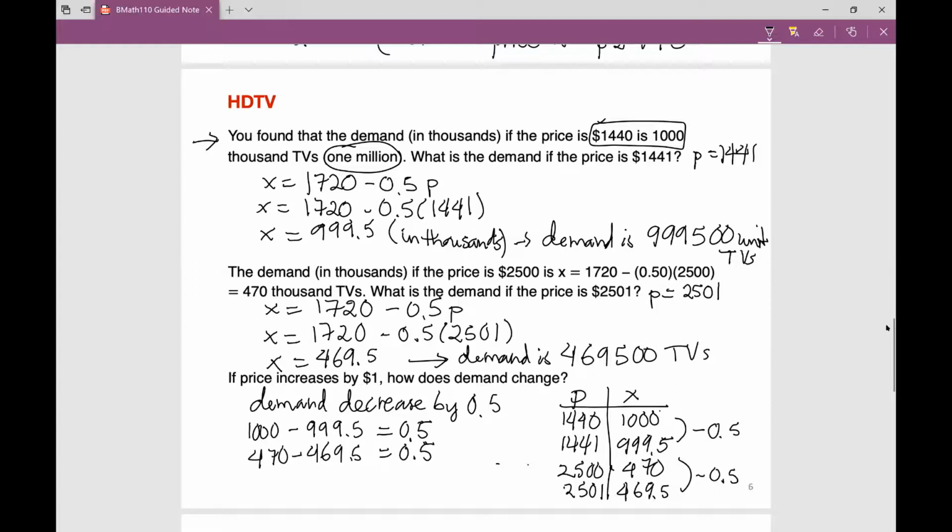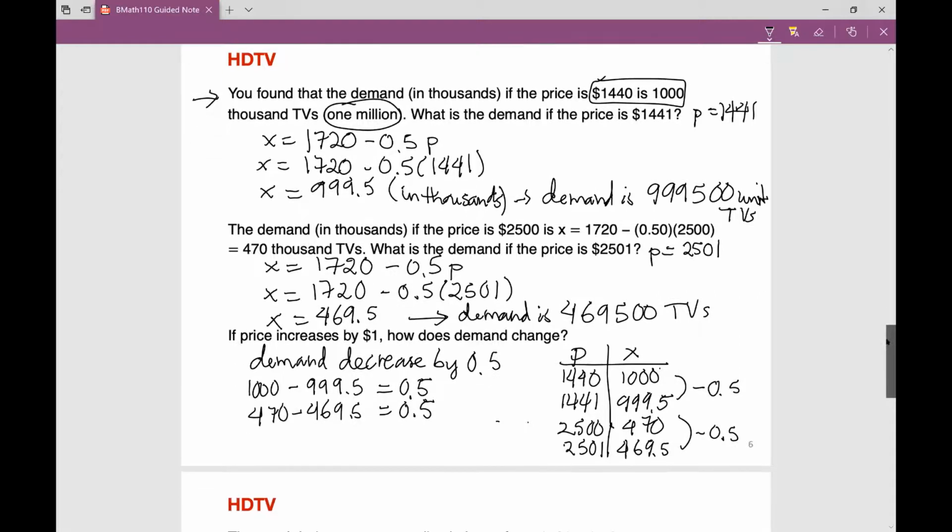So let's go here. And then I can say the demand decreased by 0.5 thousand, or 500, right? That's going to be the answer. So we're done with this problem, and let's go to the next page.